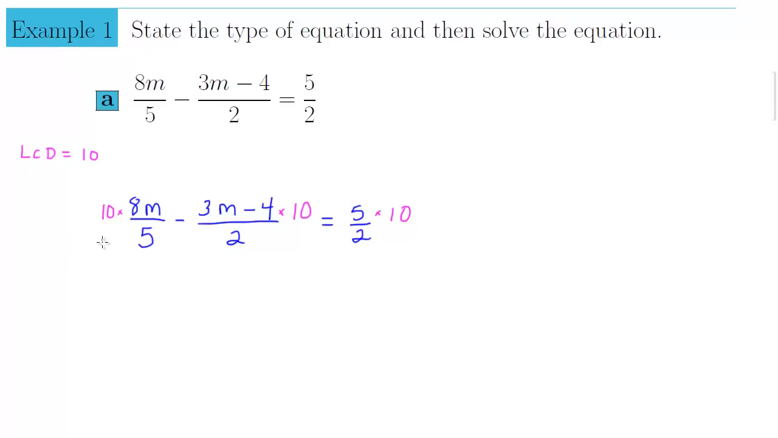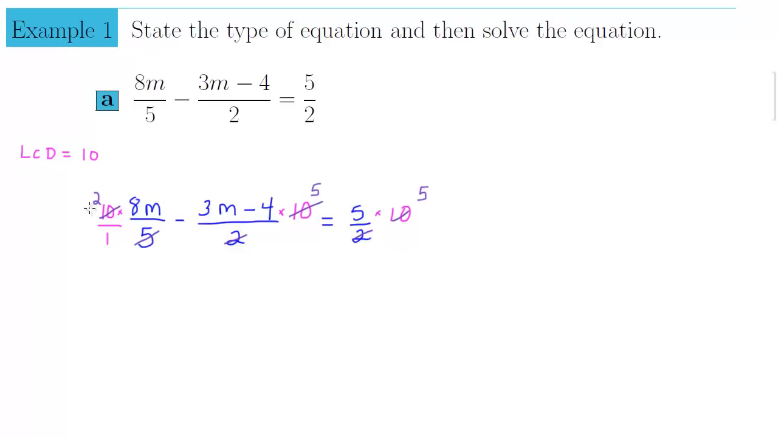Now you have to reduce. Okay, remember this 10 is in the numerator. If you want, you can think of it as 10 over 1 to help you remember that. But the point of multiplying everything by the LCD is because it reduces the denominator. 10 divided by 5 leaves you with 2. Same thing here. This 10 reduces with this 2 to leave you 5. And this 2 and this 10 reduce to leave you 5.